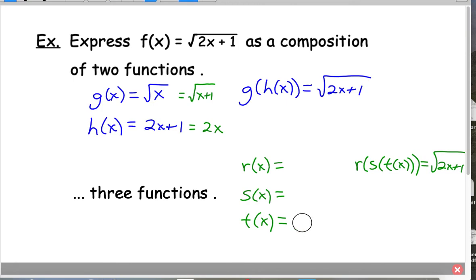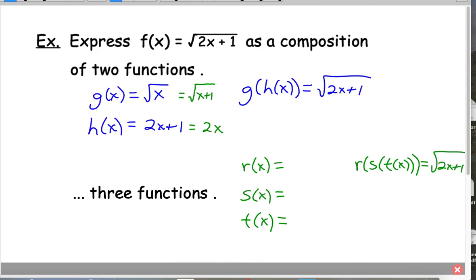You can never use the identity function for these. I mean, you can, but it's really silly, so I'm not going to accept those. So like in the previous example, if you said h of x is equal to x, and g of x is the square root of 2x plus 1, that's kind of like cheating. Okay, so you're not really getting at the concept of the problem here.